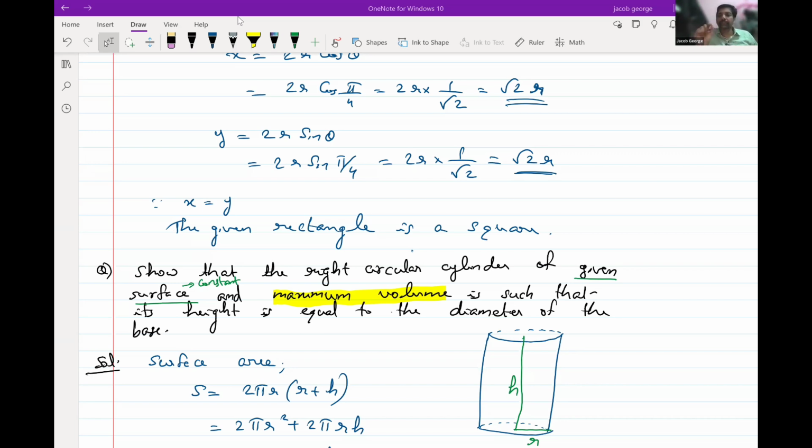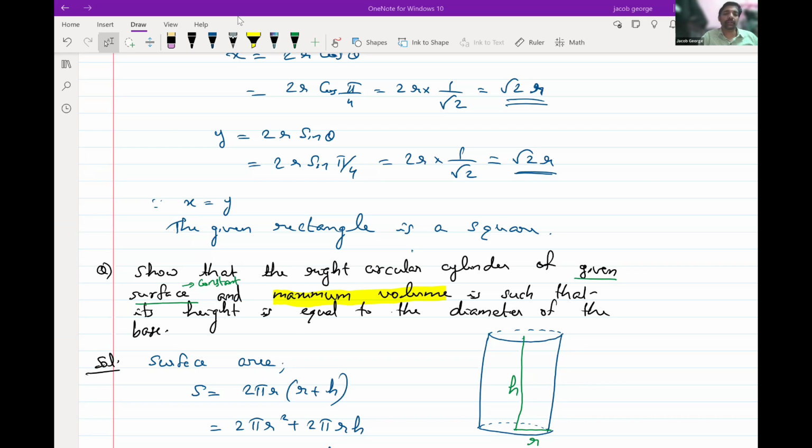In this question, right circular cylinder. A cylinder has two dimensions, base radius r and height h. Then given surface means surface area of the cylinder is a constant. Total surface area is a constant. And maximum volume. So the question is to find out maximum volume. Volume of cylinder is pi r square h.